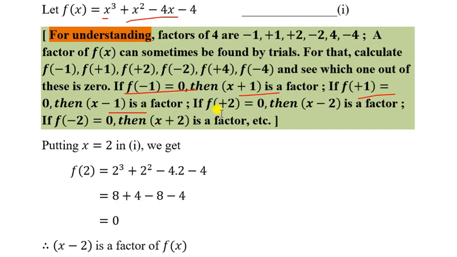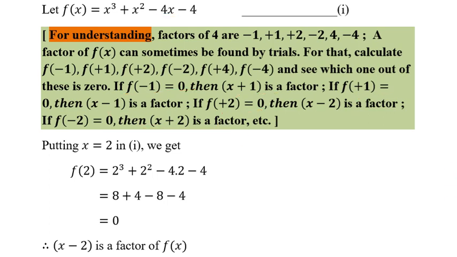Suppose f of plus 2 is equal to 0. That means x minus 2 is a factor. Suppose f of minus 2 is equal to 0. So x plus 2 is a factor. Similarly you have to find f of plus 4 also, f of minus 4 also. But mind it, you will not get it for minus 1, plus 1, plus 2, and minus 2 all together. You will get exactly one factor, either minus 1 or plus 1 or minus 2 or plus 2 or 4 or minus 4. In the first step if you get it, then it is very good for you for getting that factor.